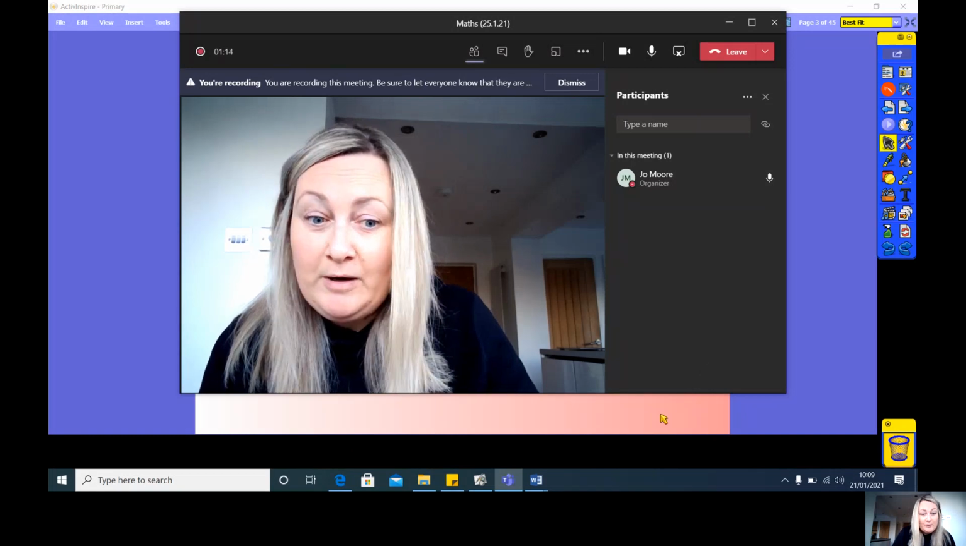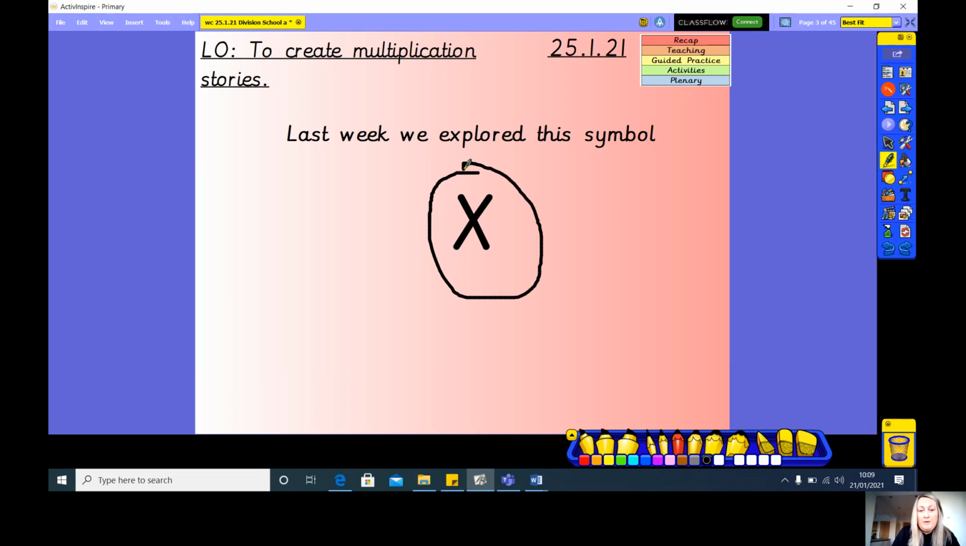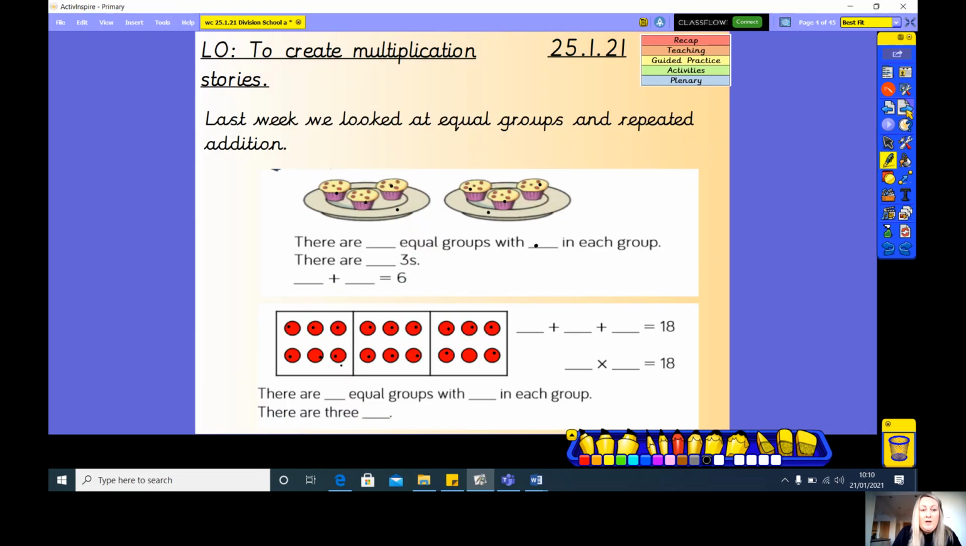Okay, let's have a look at what we're going to do today. So today we're going to have a look at multiplication stories. Last week we explored this symbol. Can anybody tell me what this symbol is? That's right, it is multiplication, and other words we can use for that are lots of or times. So when we do our times table, we'll see this symbol, and we use it for multiplication, and we say lots of as well. So we looked at equal groups and repeated addition last week.